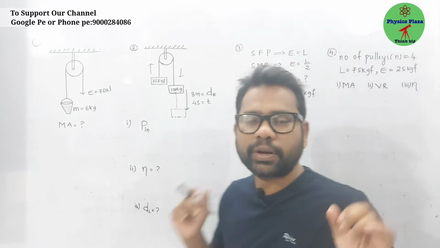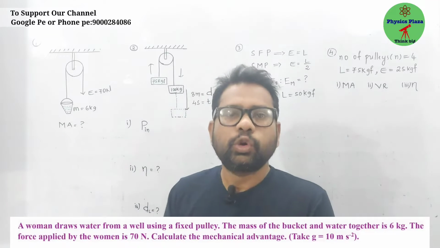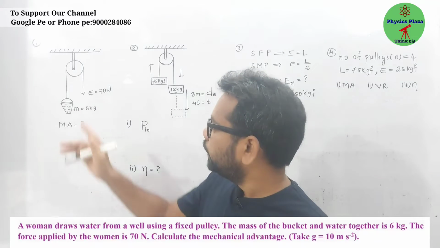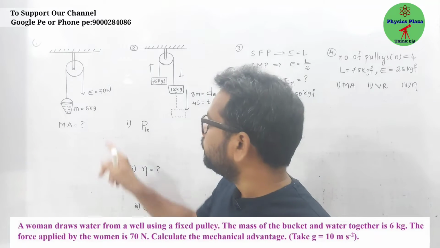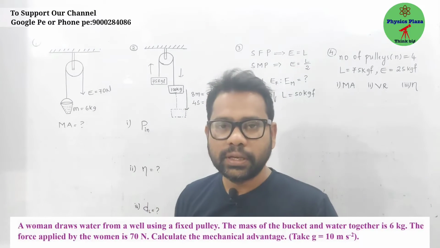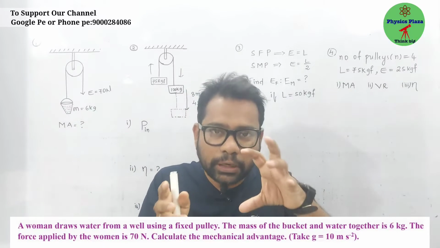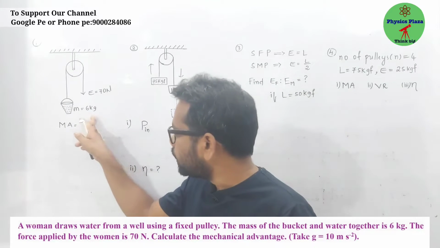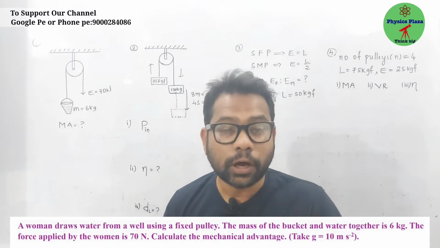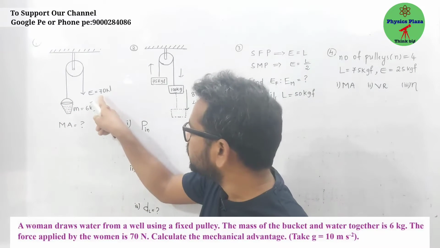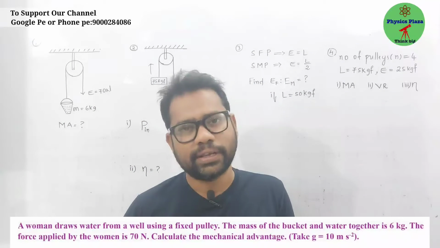Let us see the first numerical, children. As per the numerical, a woman draws water with the help of a single fixed pulley. For that she is applying an effort of 70 newtons to lift 6 kg of water, that is, 6 kg is the mass of the bucket with water. She is putting 70 newtons of effort. Now we are asked to calculate the mechanical advantage.